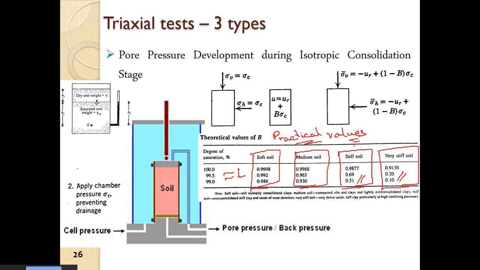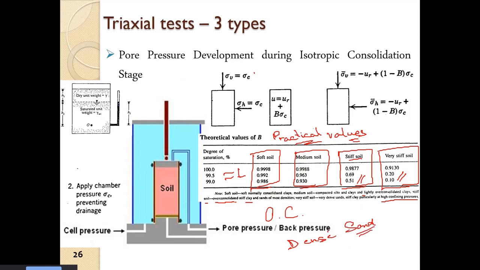Right? Now what is basically stiff soil and very stiff soil? Stiff soil is basically over consolidated clay. And very stiff is when the over consolidation has occurred at a very high confining pressure. So ultimately this soil is still behaving as an over consolidated clay or dense sand.